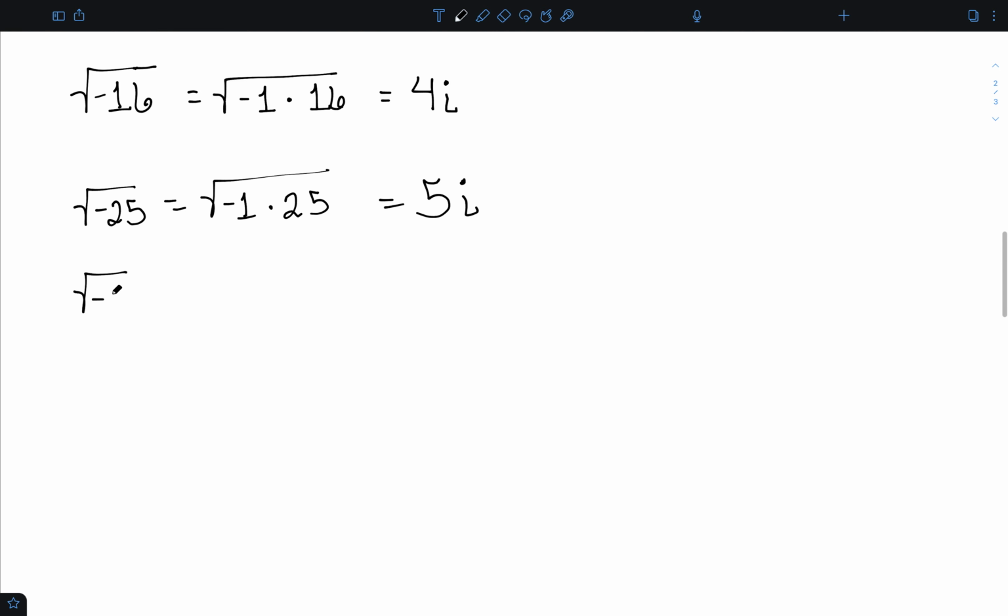If I want to do something like the square root of -7, this is -1 times 7. I know the square root of -1 is i, but the square root of 7 is an irrational number, so we can also write this as i square root of 7. So we can essentially pull out the negative sign from underneath the square root and turn it into an i.